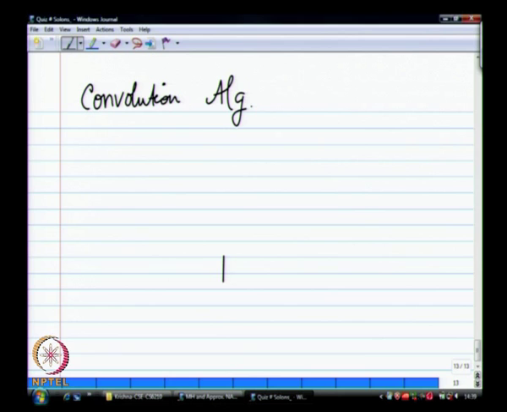So we saw exact MVA, approximate MVA, and this convolution gives you even more detailed results compared to the mean value results that you get from MVA and so on. Okay.